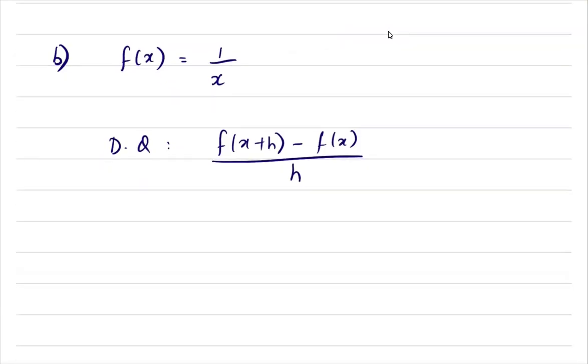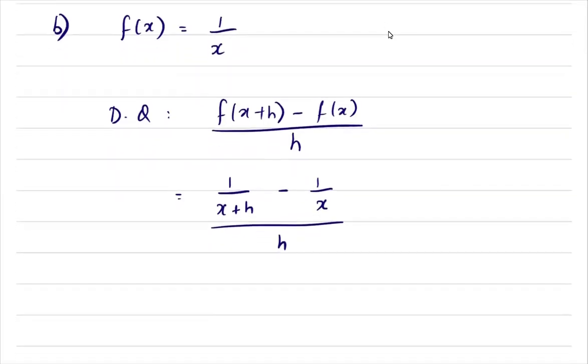Okay. So here I have to replace my x with x plus h. So I have 1 over x plus h minus f of x, which is 1 over x, all over h. In this step, all we have done is substitute in the function given to you. We have evaluated f of x plus h, put that in, put in the f of x, and then set this up.